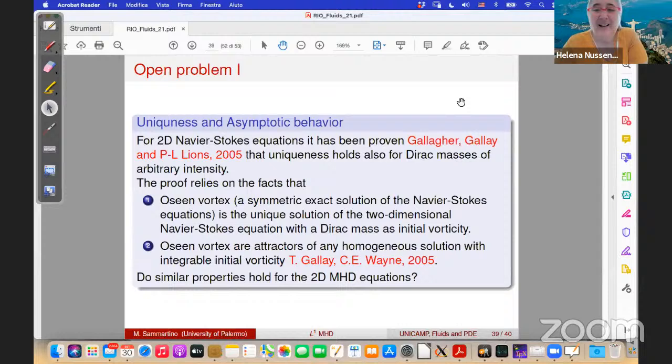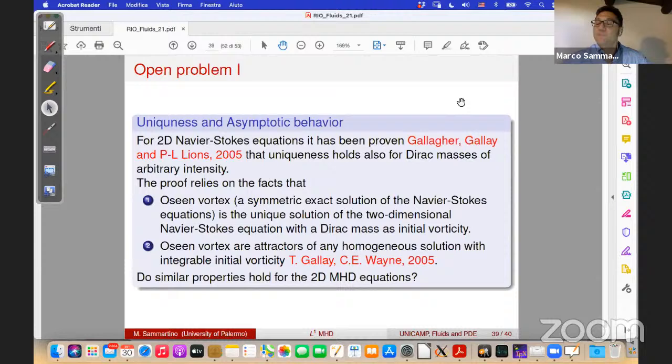I was just wondering, what you have is existence in L1 for vorticity and current. In L1, yes, for the initial datum. So you mentioned in your conclusions, in the open problems, the uniqueness for Dirac deltas, right? But you don't have existence in that setting. For a small time you have existence. Ah, okay, for small data.